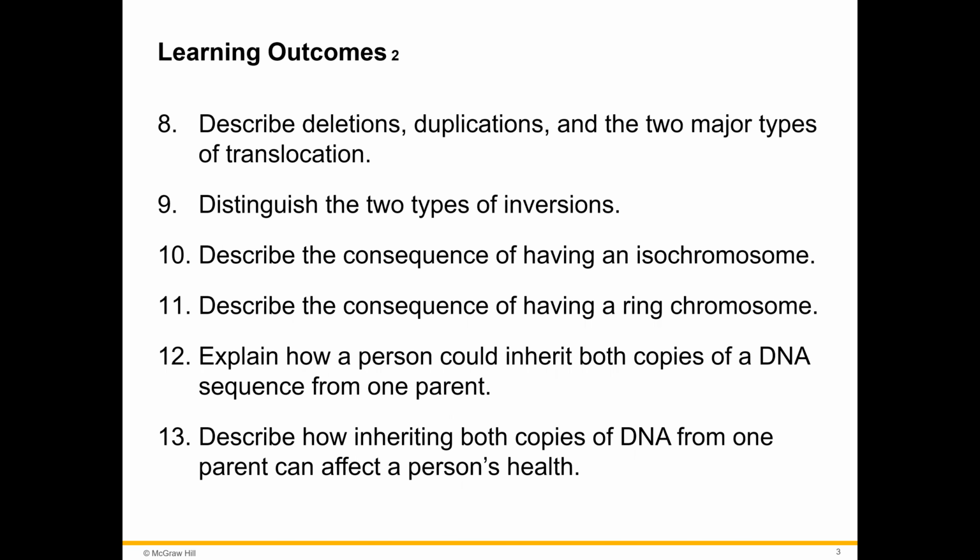unbalanced chromosomes, describe deletions, duplications, and the two major types of translocation, distinguish the two types of inversions, describe the consequence of having an isochromosome, describe the consequence of having a ring chromosome, explain how a person could inherit both copies of a DNA sequence from one parent, and describe how inheriting both copies of DNA from one parent can affect a person's health.